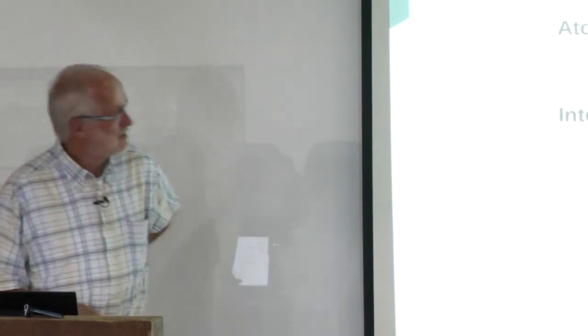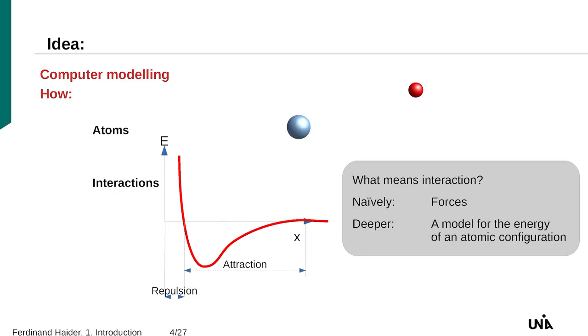And very often the interaction, the energy between two neighboring atoms, or of one atom in a crystal with another atom in the crystal, follows roughly such a shape here. So if you consider the distance here, first of all, they don't feel each other. There's no interaction if they are far enough away from each other. But then if they get closer, you get an attraction.